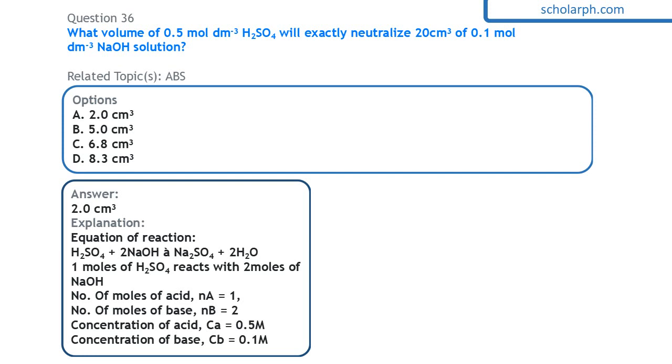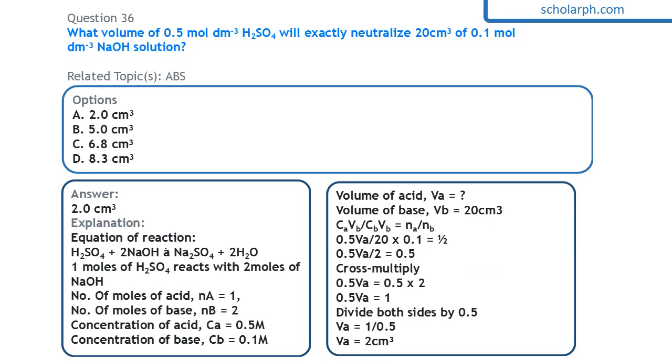Now the focal point here is that in this reaction, 1 mole of the acid has reacted with 2 moles of the base. So the number of moles of the acid in this reaction is 1, and the number of moles of the base is 2. From the question, the concentration of the acid is given as 0.5 mole per dm cube, while that of the base is 0.1 mole per dm cube. Also, they give us the volume of the base as 20 cm cube, but we are not given the volume of the acid, and that's what we are required to find.